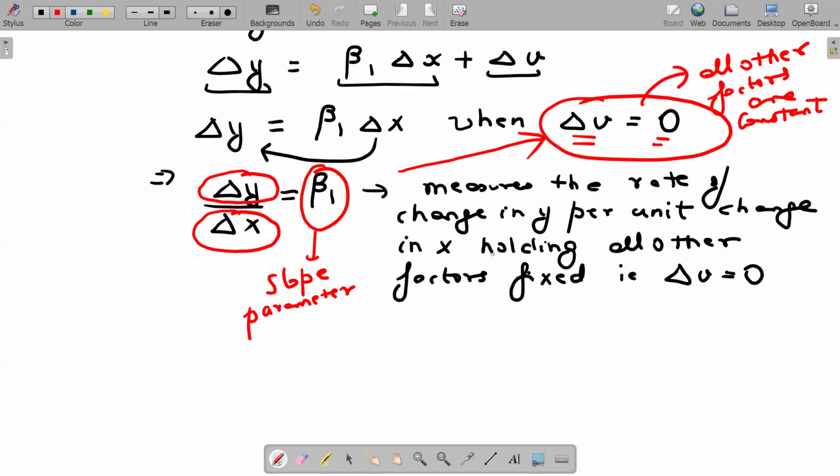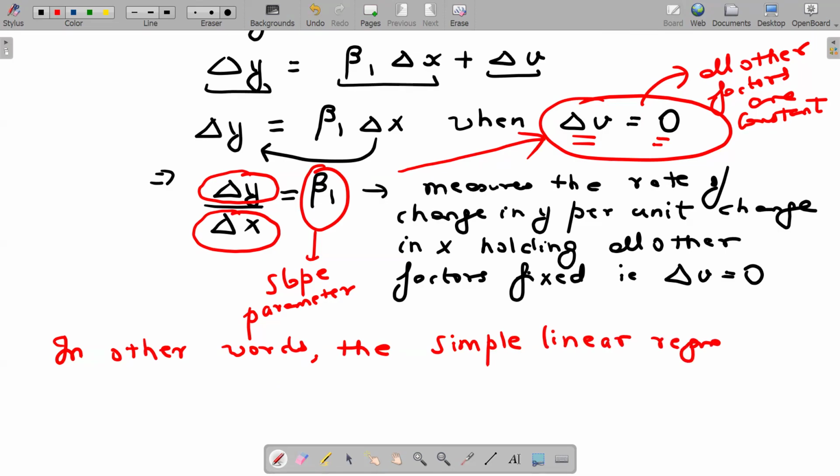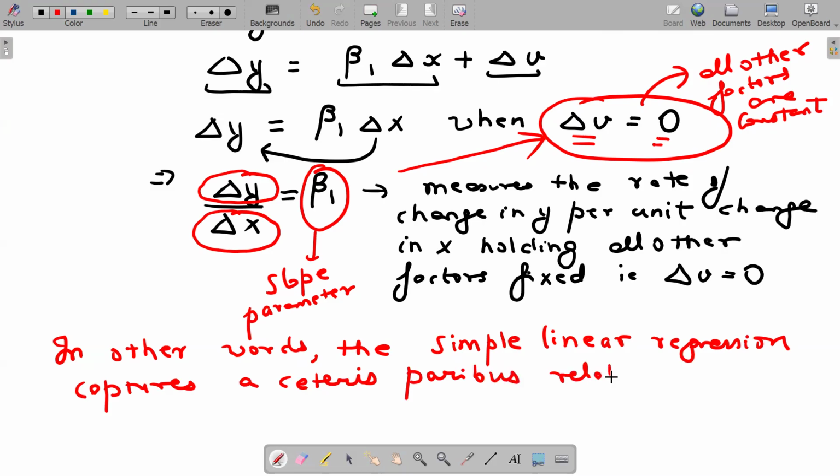Okay, so I can write that, in other words, the simple linear regression captures a ceteris paribus relationship. It captures a ceteris paribus relationship of x on y.